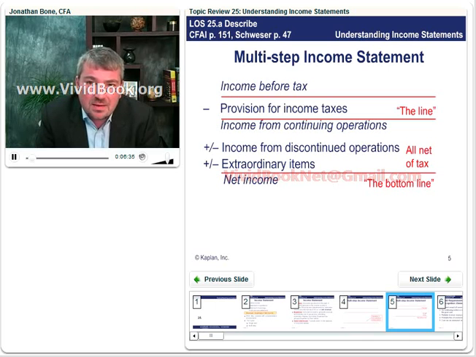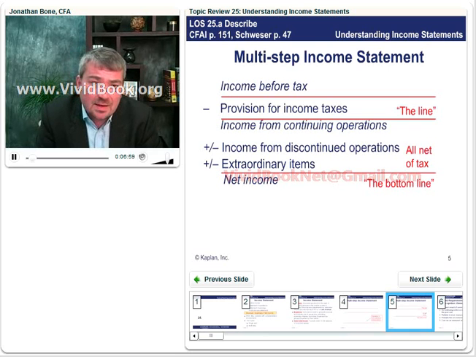Items below the line are reported net of tax, i.e. their tax effect is netted off on a line-by-line basis, rather than their tax effect being in the provision for income taxes. Notice we've got two items that we're likely to see: income from discontinued operations, okay, and of course you'd be adding if it's income. If it's a loss from a discontinued operation, you'd be subtracting. And we've also got extraordinary items.